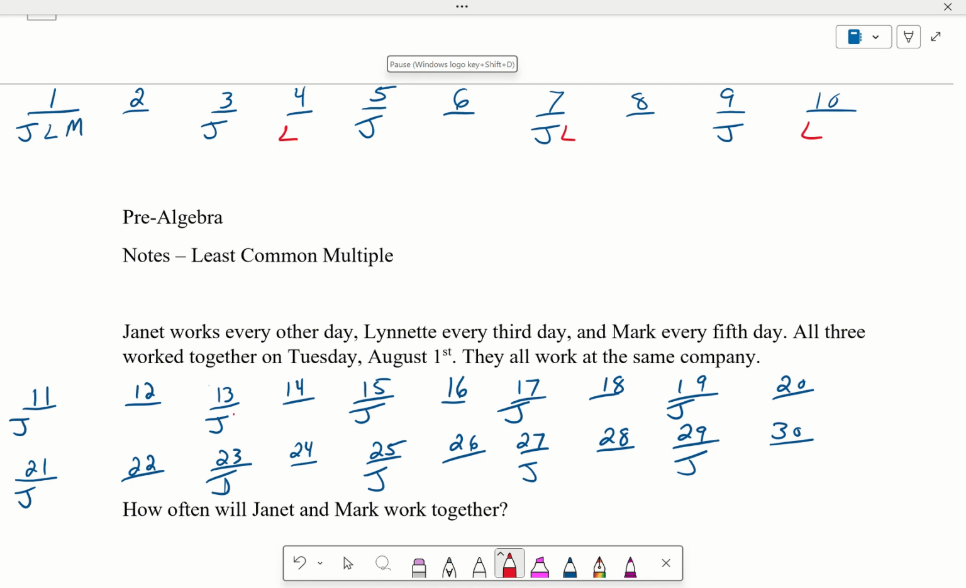1, 2, 3. She worked on the 13th. She worked on the 16th. She worked on the 19th. She worked on the 22nd. She worked on the 25th. She worked on the 28th. She worked on the 31st.